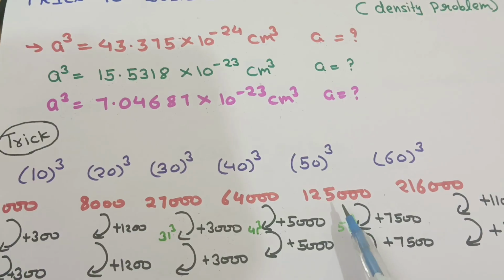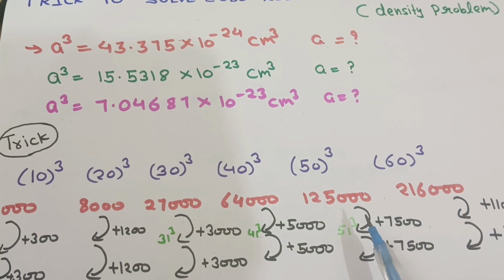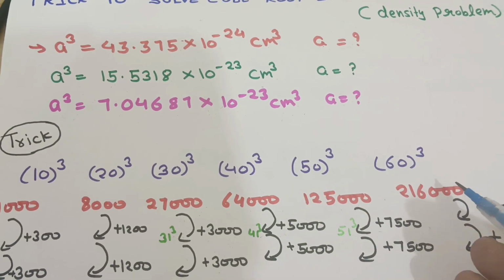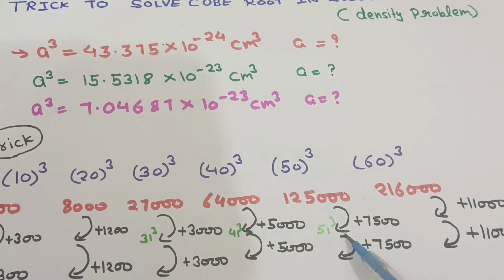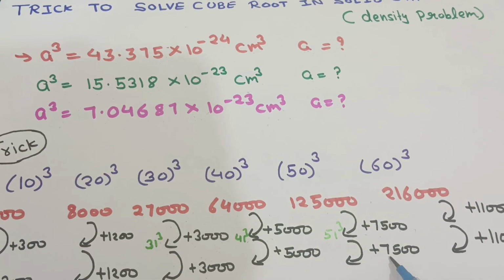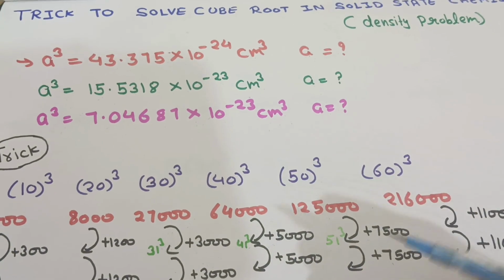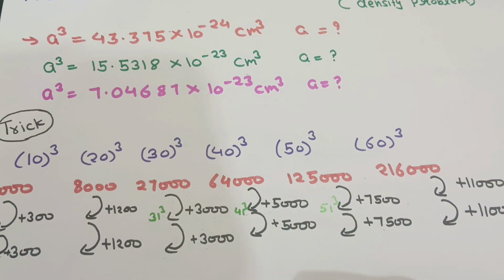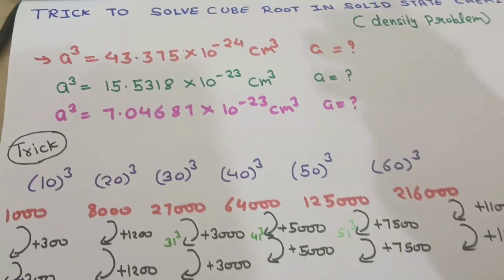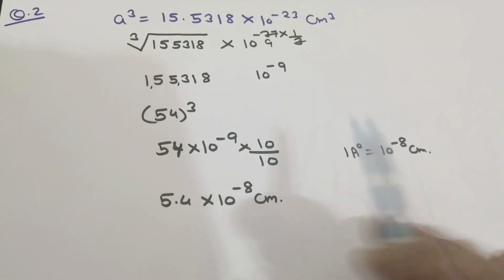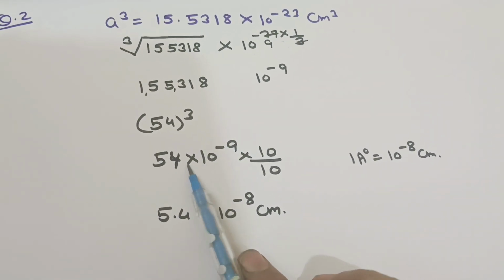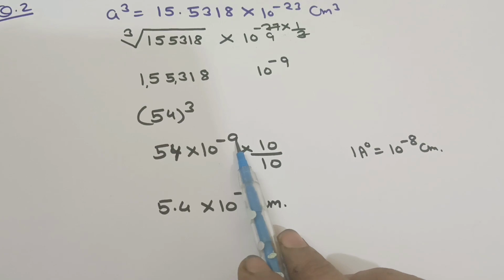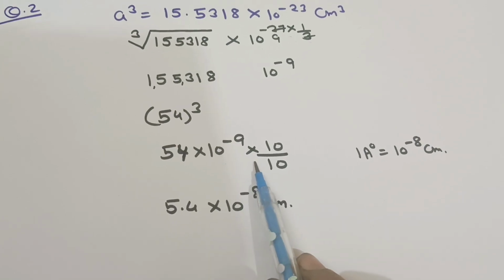30,000 is the difference. But here, what is the succeeding number? If you add 7,500, you will get the cube of 51. How much do you add, 7,500? If you add 7,500 four times, then you will get 54 cube. How much is 54 cube? 54 into 10 to the power minus 9 centimeter.